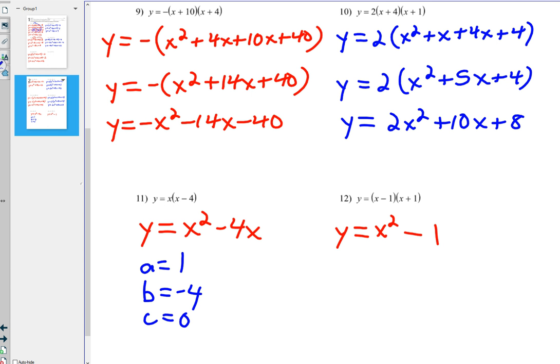And then just for fun, not because you need this, and to show you that this is standard form, if you were to be asked for A, what would A be? 1. What would B be? And what would C be?